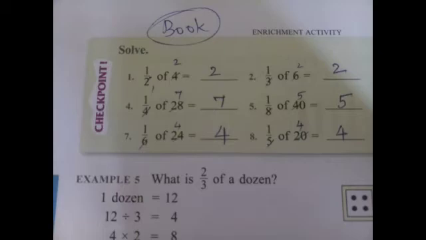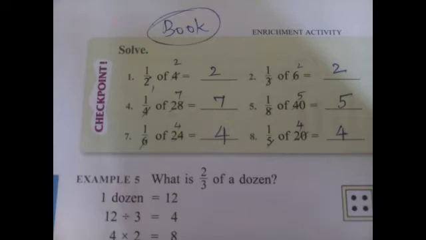Next, 1 by 3 of 6. So multiplying by 6 means 3 can be cancelled with the 6. 3 ones are 3, 3 twos are 6. In the numerator we have 1 into 2. So 2 is the answer. Next one is 1 by 4 of 28. So 4 sevens are 28. We can cancel 28 by 4 and get 7. Then 1 into 7 is 7.